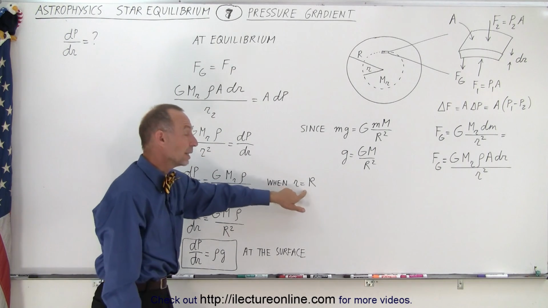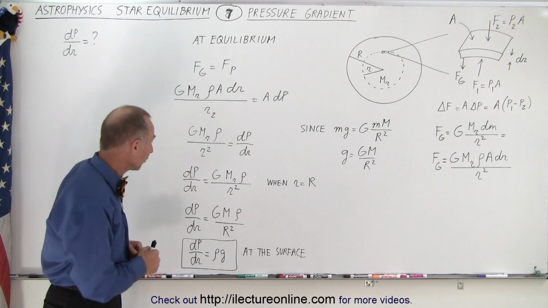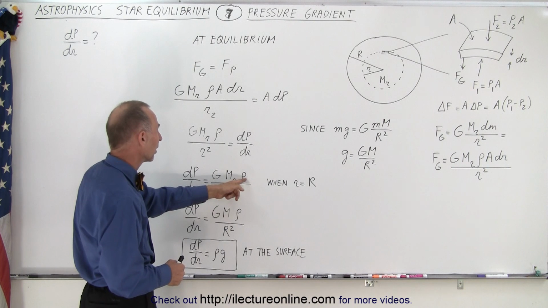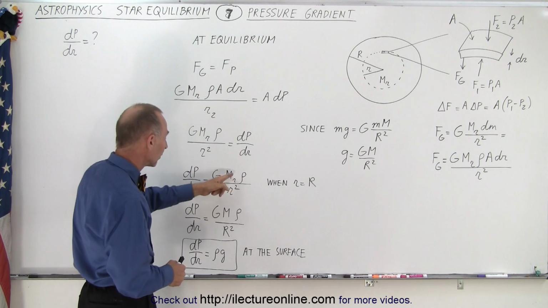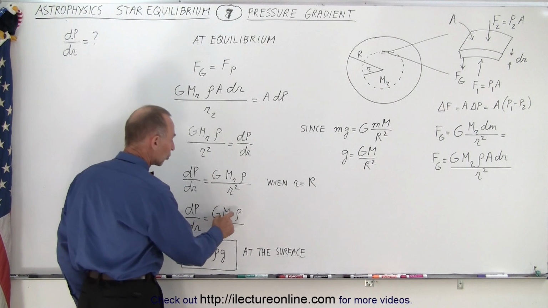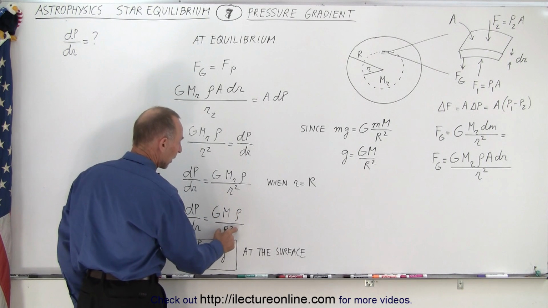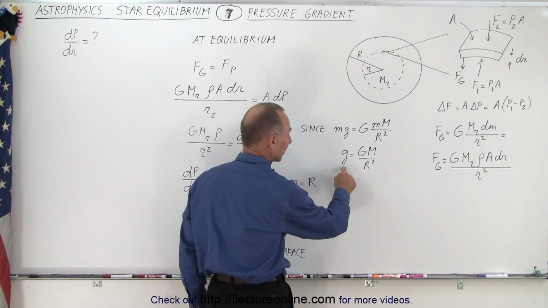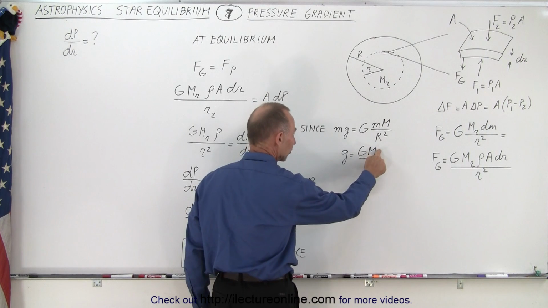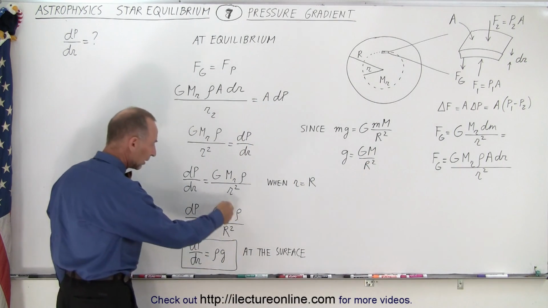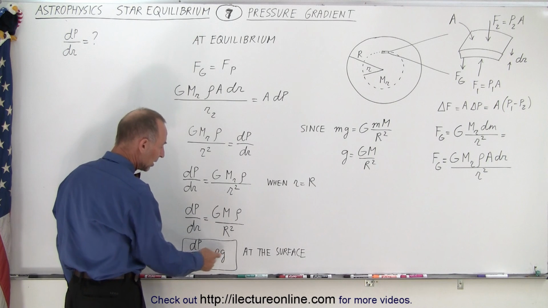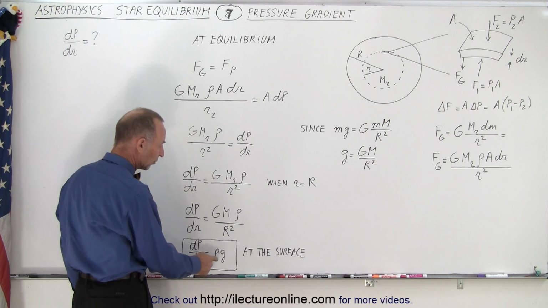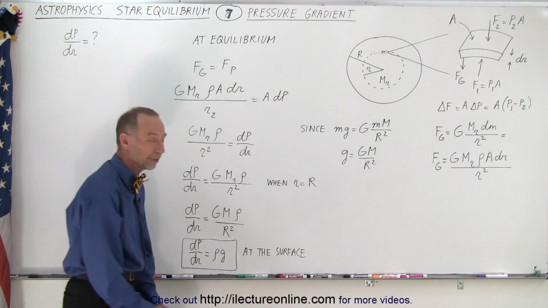we can now set little r equal to big R, which means we go out to the surface, and so dP/dr now becomes G times M sub r over r squared times the density. But if little r becomes big R, we now get G times the total mass of the star times the density divided by R squared, the radius of the star squared. And since g, the acceleration due to gravity at the surface, is equal to G times the total mass of the star divided by R squared, we can take this component right here, replace it with g, and now we have the pressure gradient written as dP/dr equals the density times the acceleration due to gravity at the surface of the star.